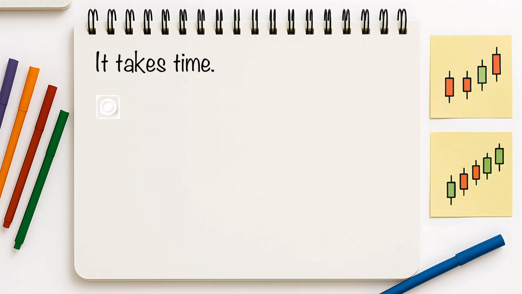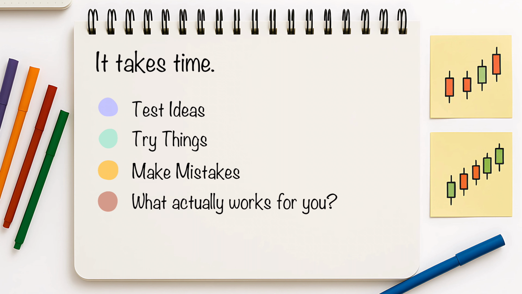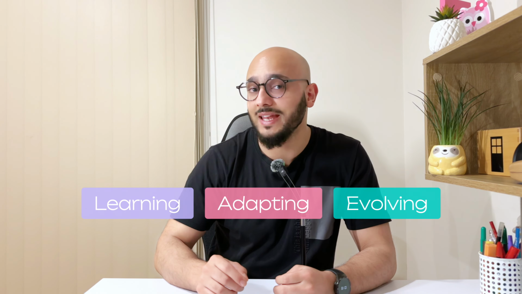And here is the truth. You don't just stumble on your edge overnight. It takes time. You have got to test ideas, try things, make mistakes, and figure out what actually works for you. Once you have found your edge, the work doesn't stop there. Markets change, setups evolve. So your strategy has to grow with it. That's why tracking your performance is so important. Your growth as a trader comes from learning, adapting, and constantly refining your approach.